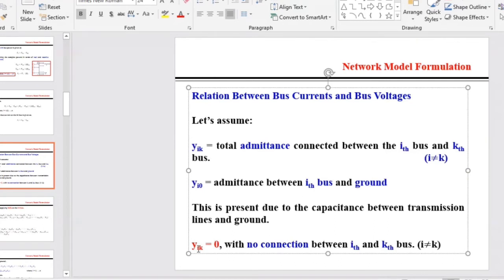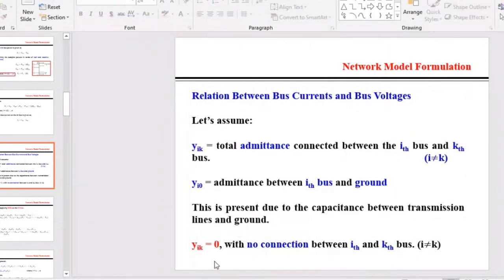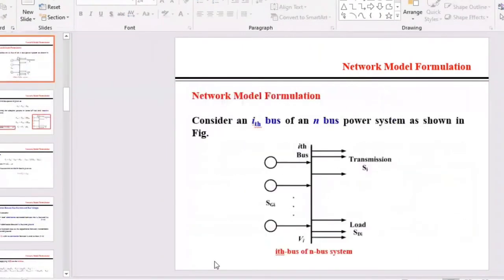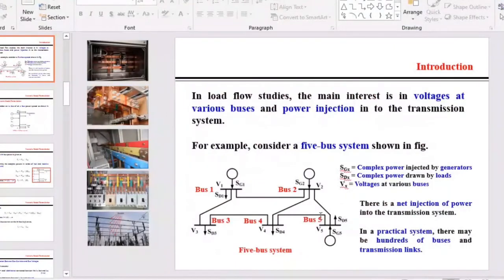And if we have YIK equal to 0, meaning there is no interconnection between the ith bus and kth bus, like I was showing in the previous case, that between bus 1 and 5 there is no interconnection. So if I say small y1 5, it will be equal to 0. So that's how we find it. Small y1 2 will have some value, because there is an interconnection between them.